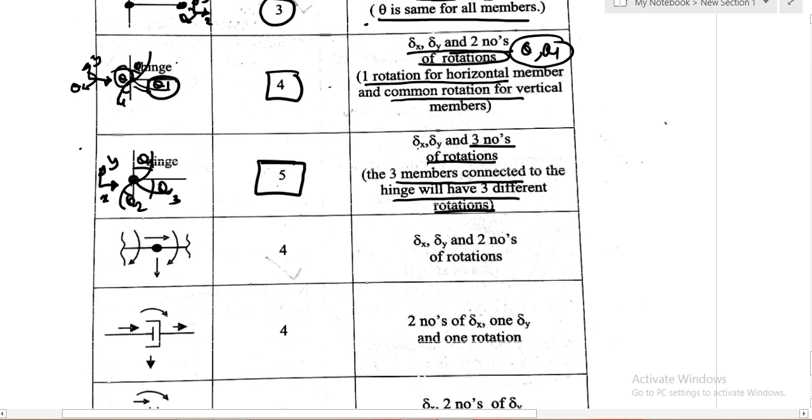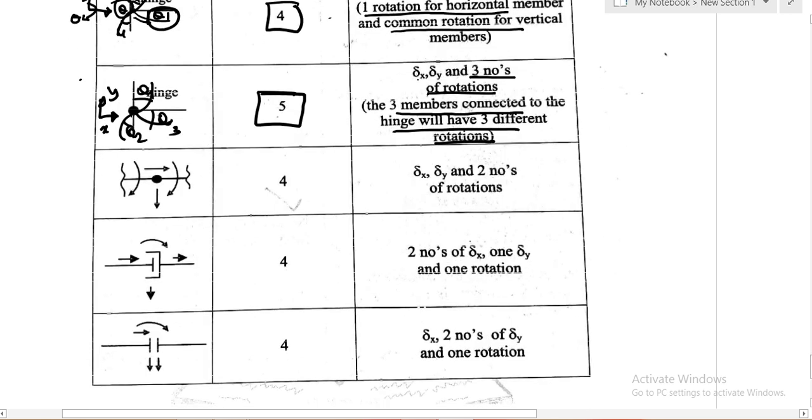So the rotation will be different: 3 angular rotations and 2 translations are there. Now suppose they talk about this one. I think this one is a shear hinge, this is a flexural hinge, okay. This one is a flexural hinge.